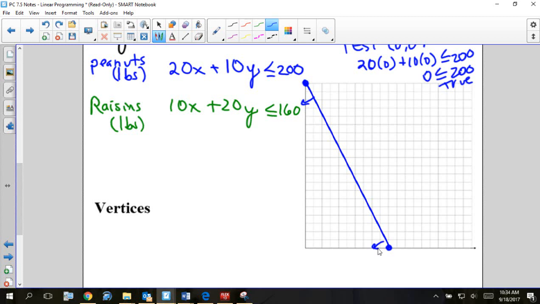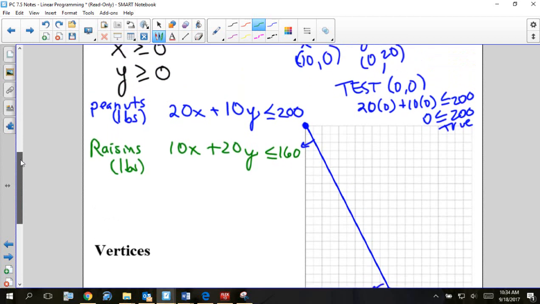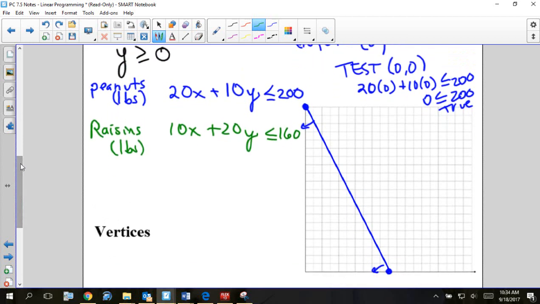So this is the same stuff that we've been doing. I'm going to do the same thing with the raisins. I'm going to find my x and y intercepts, then figure out my shading. So my x-intercept. My y-intercept is at 8.